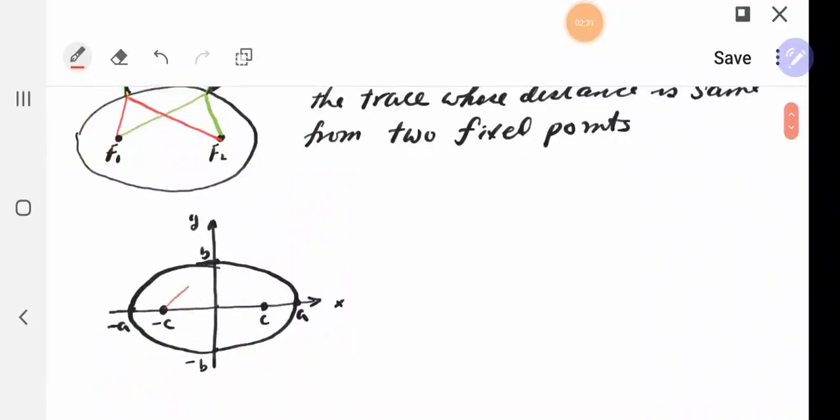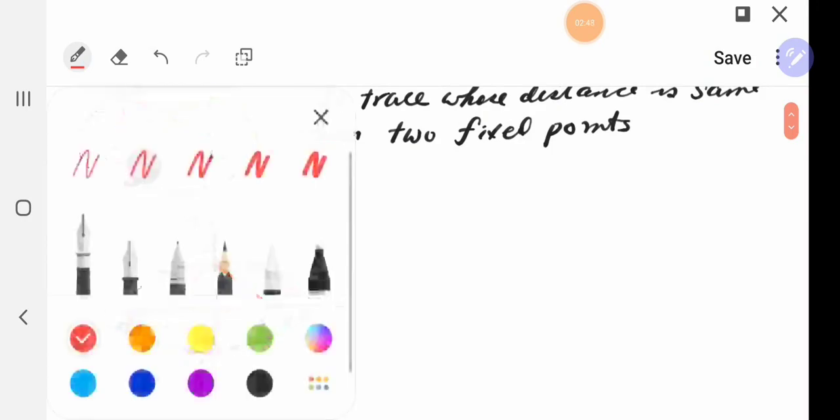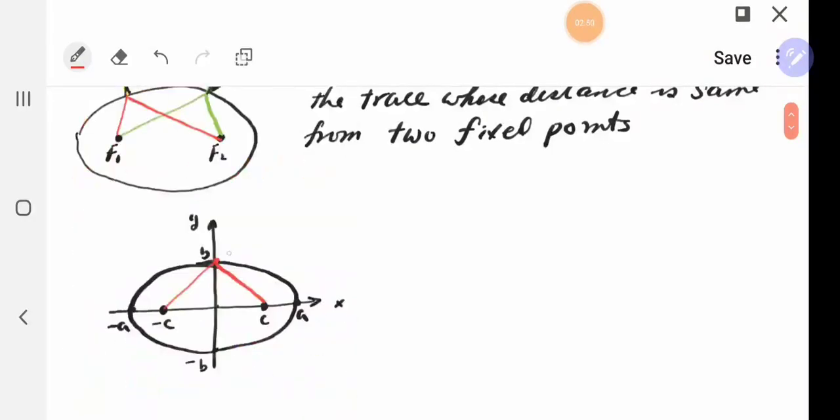Since the ellipse is a trace from the same points C and negative C to the foci, we can draw a triangle like this. We'll use a different color. A triangle like this. So this is the center, 0.